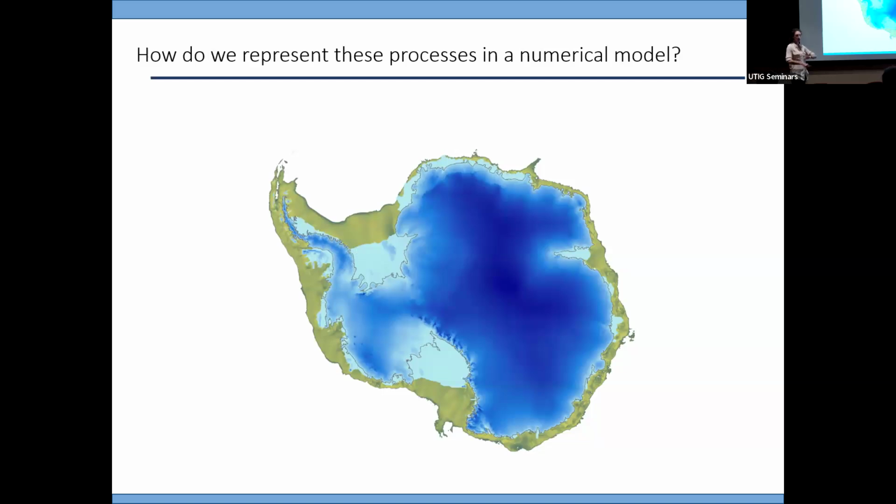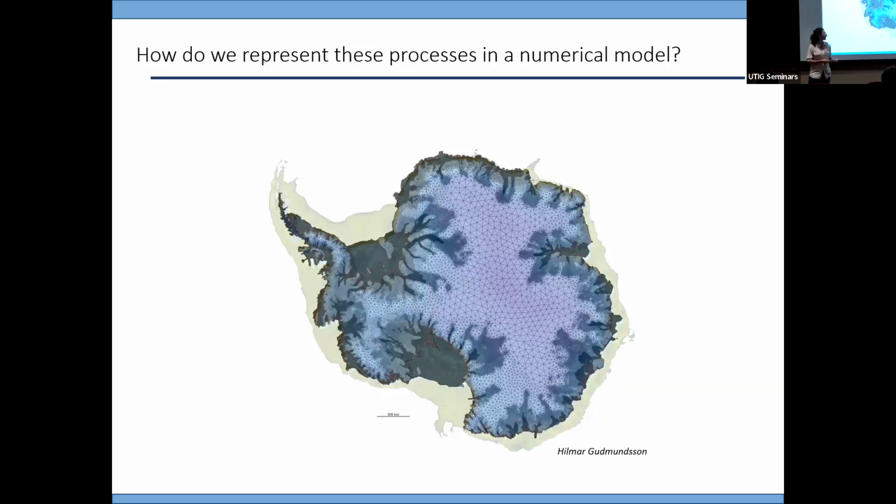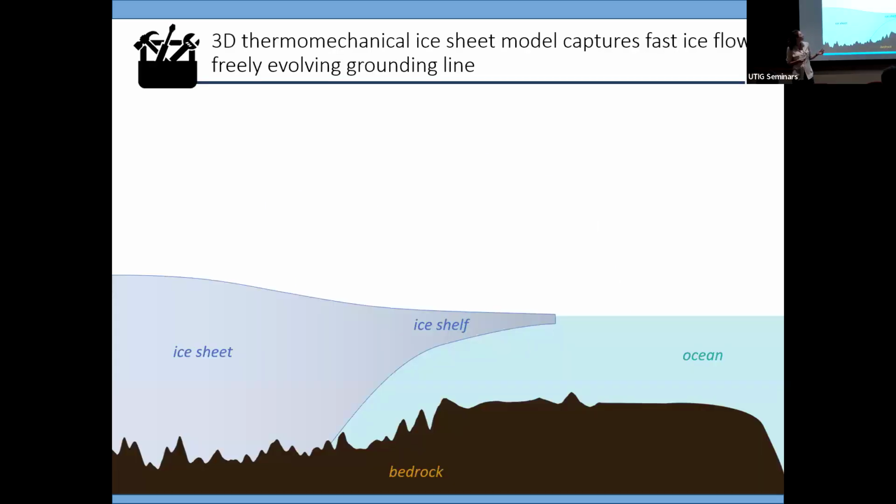Okay, so how do we take all of these complex ice sheet processes and represent them in an ice sheet model? Here's a simplified schematic. Here are the main components, right? Here's the ice sheet. Here's the grounded portion of the ice sheet. Here's the grounding line. Here's the floating ice shelf.